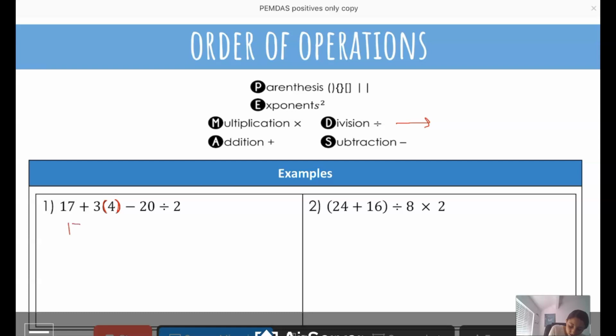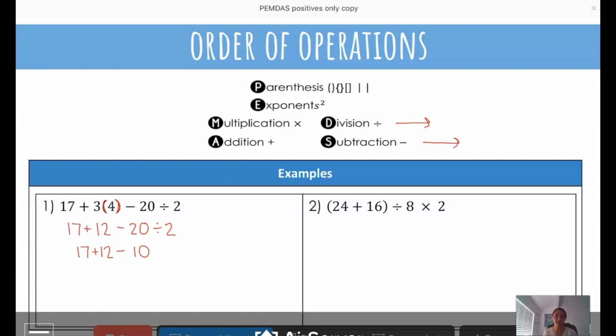So I'm not touching the 17 and the plus, so I'm just going to write that below. And then 3 times 4 is 12. I'm going to bring down my minus 20 divided by 2 because we haven't done those operations yet. Now that I did my multiplication, I can move to the division. So again, I'm going to bring down my 17 plus 12 and that minus sign and do 20 divided by 2, which is 10.